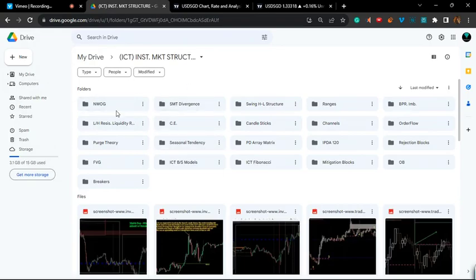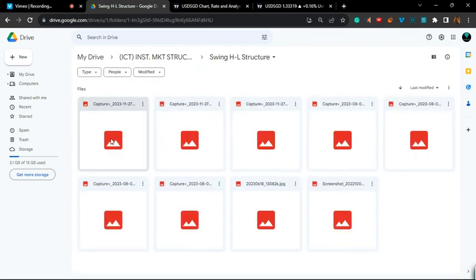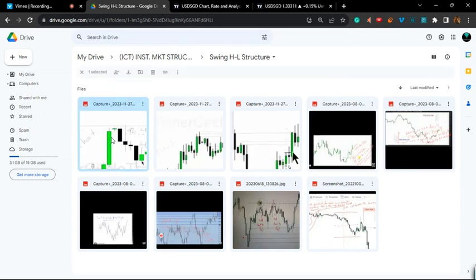And so, like I said, these are all my folders. I believe I have a Google Drive with all the ICT stuff in there, or whoever you follow. So I have all my stuff organized. So now I can go to the swing high and swing low structure. So I have the screenshots in here. So I want to explain the screenshots, and then I want to go into the chart and actually show you what it is.